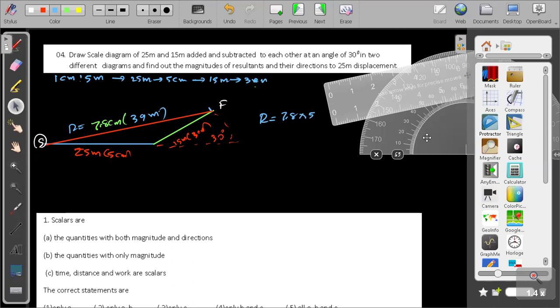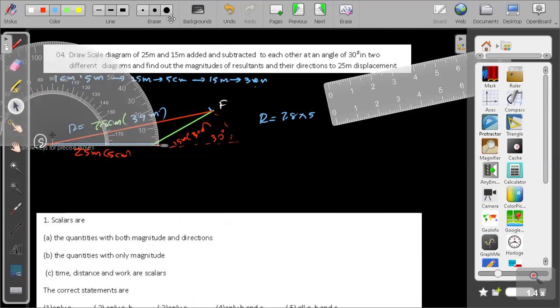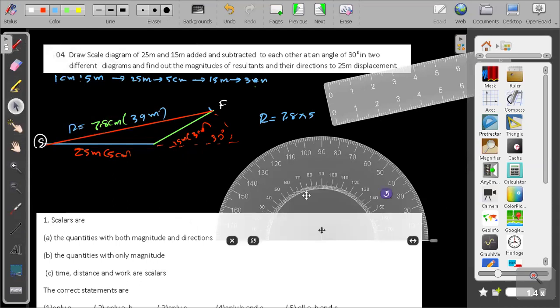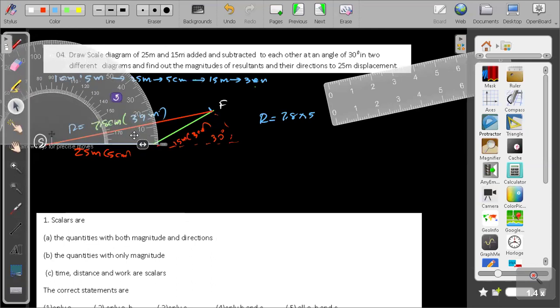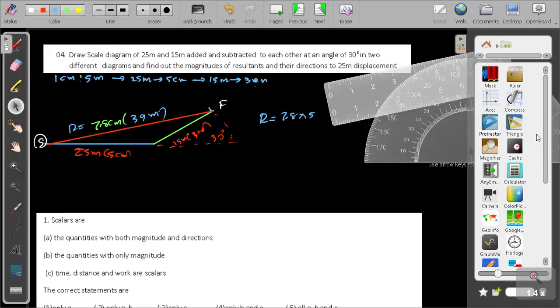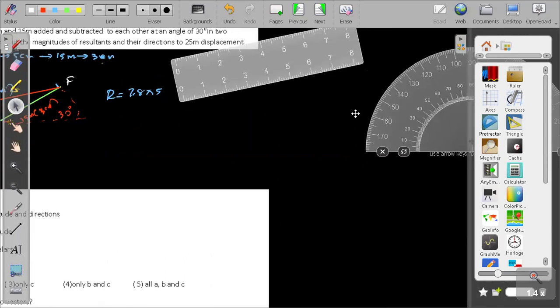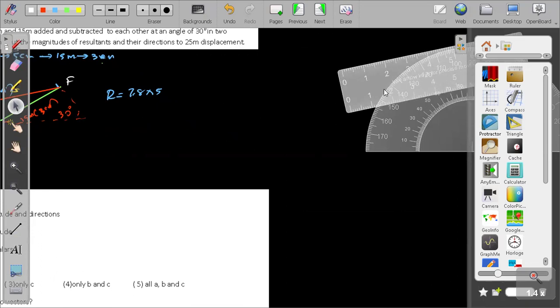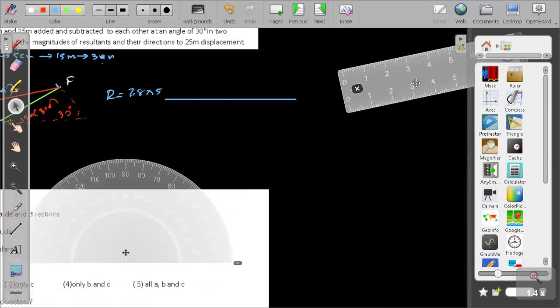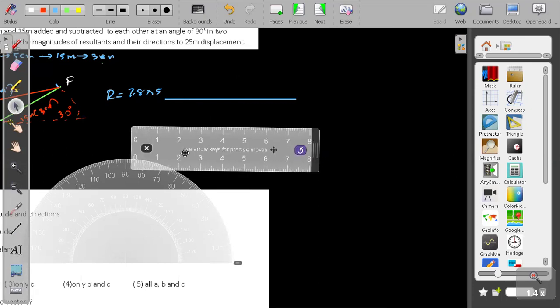Let me just find out the angle between them. The angle is right here, nearly 12 degree. Angle is just 12 degree. Now let me draw the structure for the subtraction with the 25. Let me draw that line here. Again, 5 centimeter, I'm going to mark.